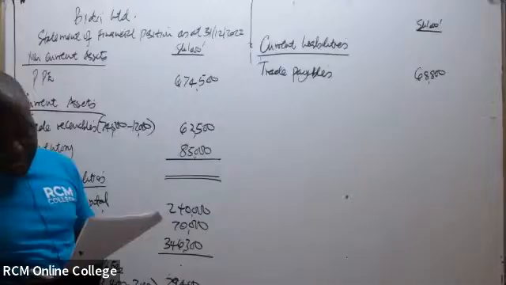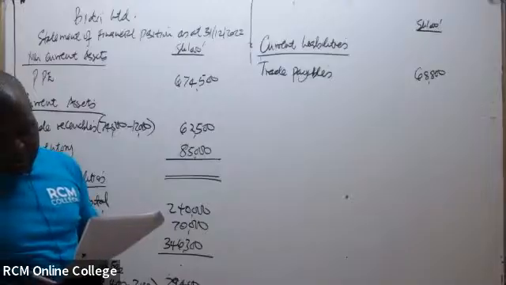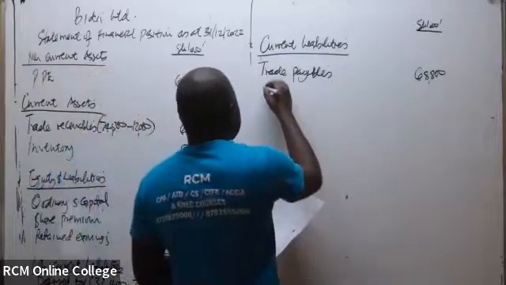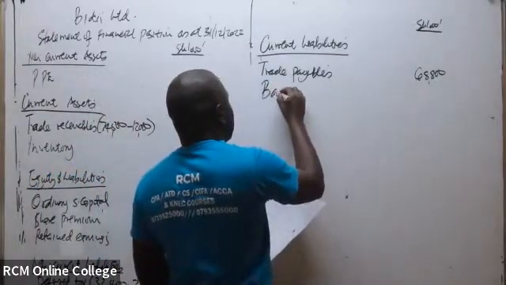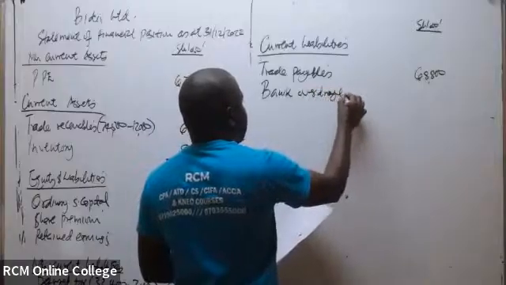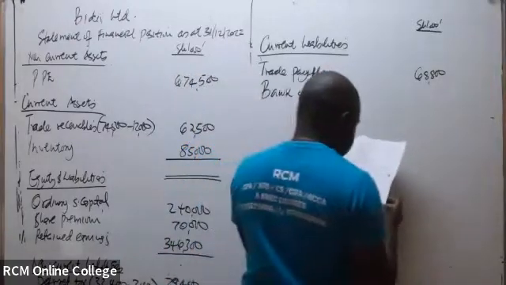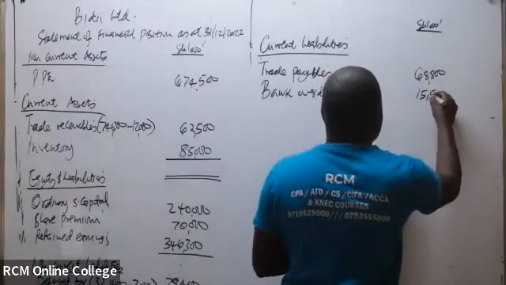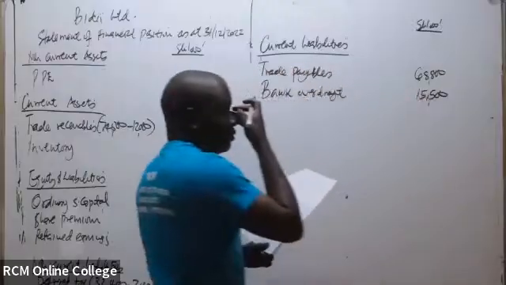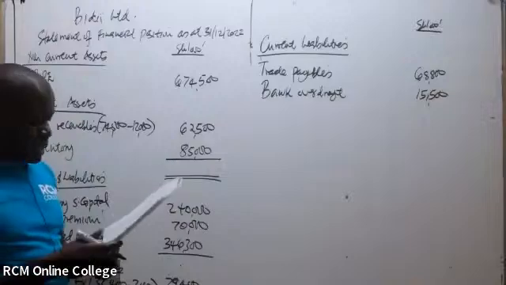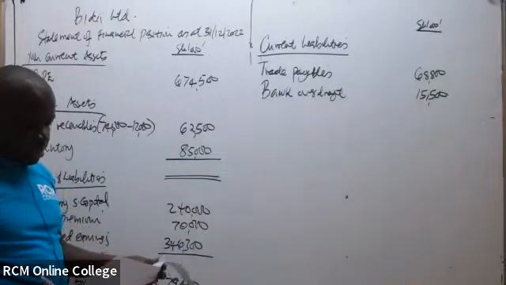Then, of course, we have the bank balance, which our friend was talking about. The bank balance is on the credit side, so that is what we call a bank overdraft, of 15,500,000.